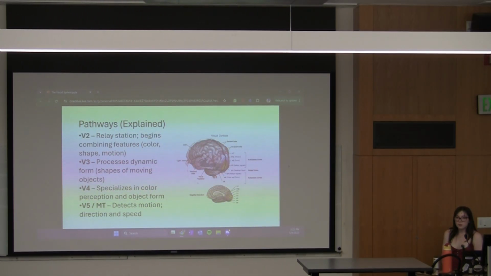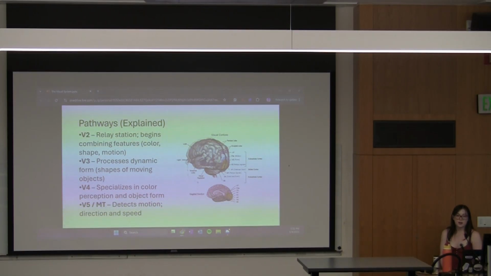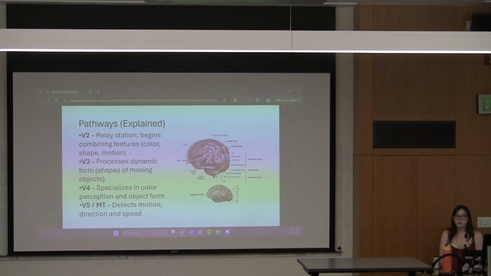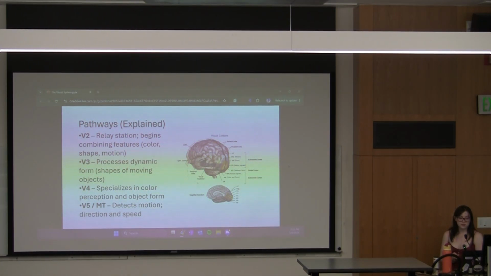So to go into a little bit more detail, V2 acts as a relay station. It begins by combining features like color, shape, and motion. V3 processes dynamic form, so shapes of moving objects. V4 specializes in color perception and object form. And V5 detects motion, direction, and speed.